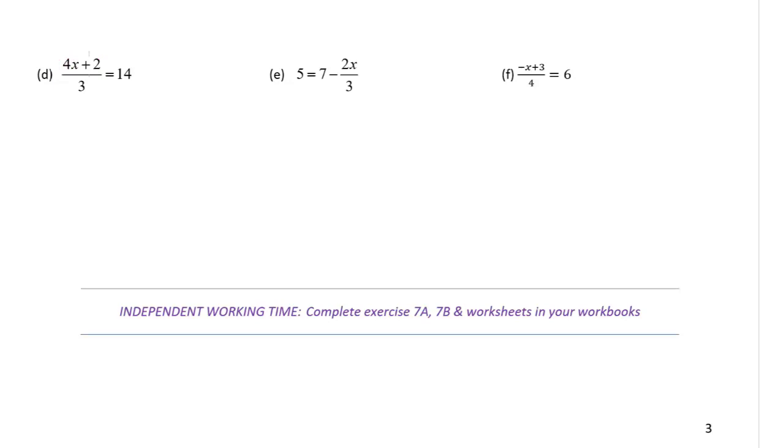So to unwrap this, to get back to x again, we're going to multiply both sides by 3. On the left-hand side, multiplying by 3 undoes the divide by 3, so we're going to have 4x plus 2. And then multiplying the other side by 3, we're going to have 42.